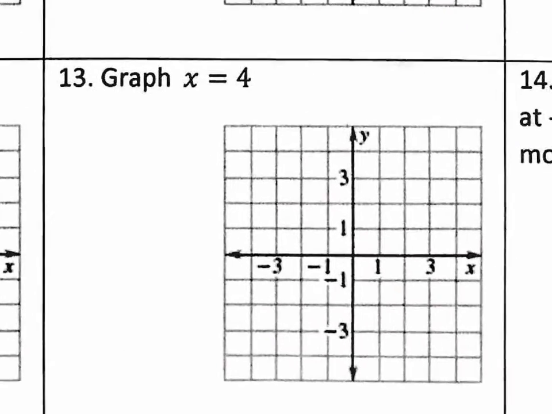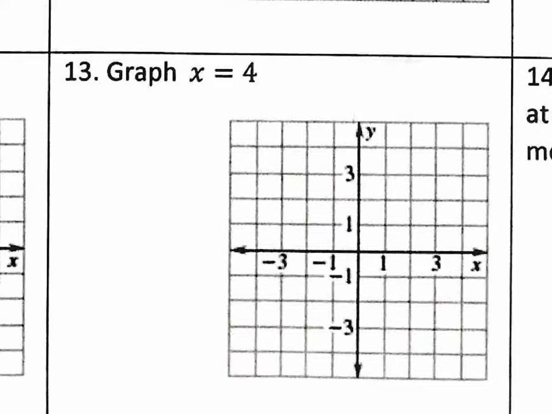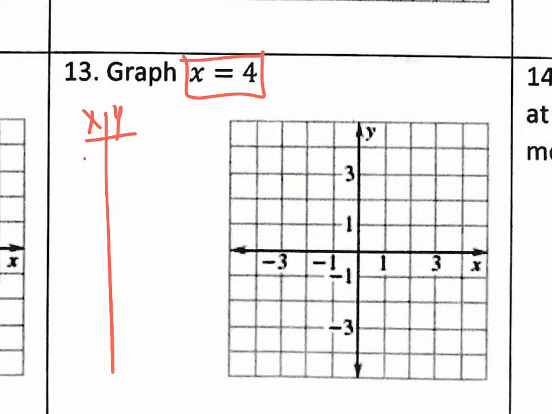So for example, on number 13, we have x equals 4. You don't have to do the xy table, but if it helps you understand it better, go for it. The only thing that this equation cares about is that your x values are 4. And your y values, since there's no y in the whole equation, who cares about y? You could plug in any numbers you want for y. So you could do 0, 1, and 2, 0, negative 1, positive 3, whatever you want.